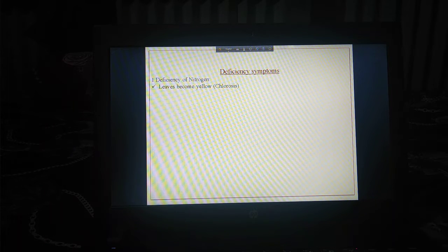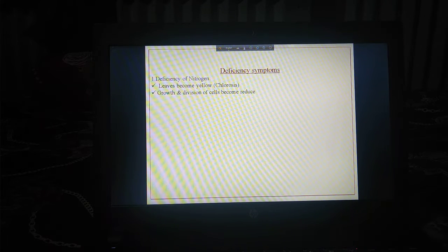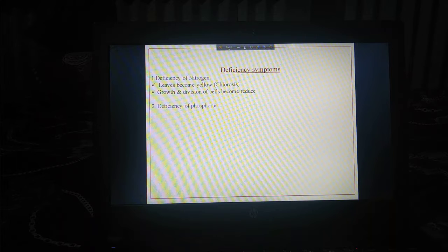Now another question, what kind of deficiency symptoms will be observed in case of plant body due to deficiency of different kinds of nutrient? At first, deficiency of nitrogen. Symptoms for the deficiency of nitrogen: leaves become yellow. This disease is called chlorosis. Growth and division of cells become reduced. Deficiency of phosphorus, leaves turn purple.